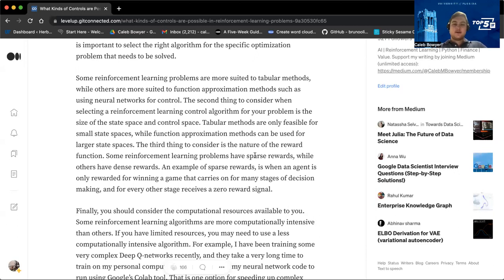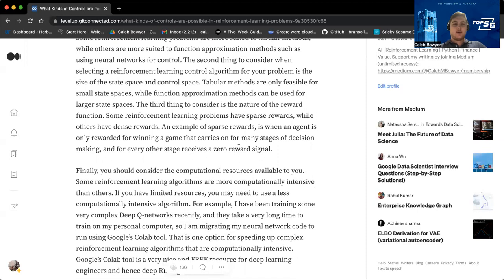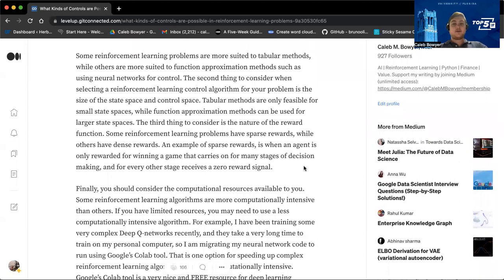The third thing to consider is the nature of the reward function. Some RL problems have sparse rewards, while others have dense or more frequent rewards. An example of sparse rewards is when an agent is only rewarded for winning a game that carries on for many stages of decision making, and for every other stage it receives a 0 reward signal, which is uninformative. Imagine an agent going through a maze and it only receives a reward if it makes it out the other side. If it doesn't get any reward at other points throughout the maze, it would be hard for it to realize whether it is making any progress.